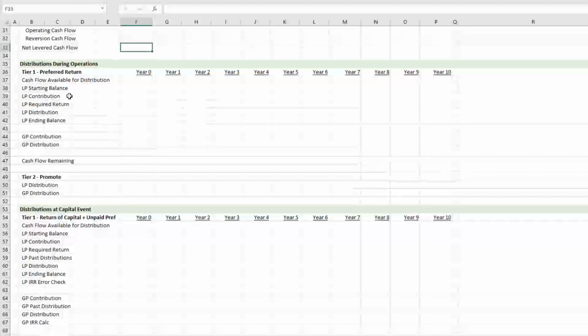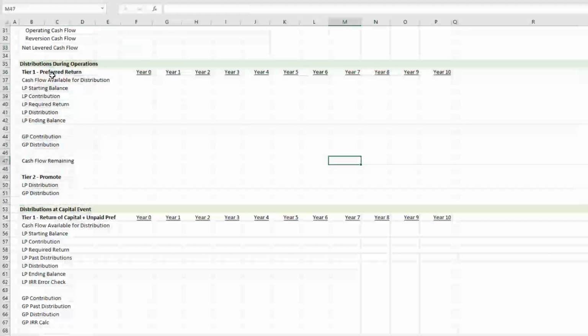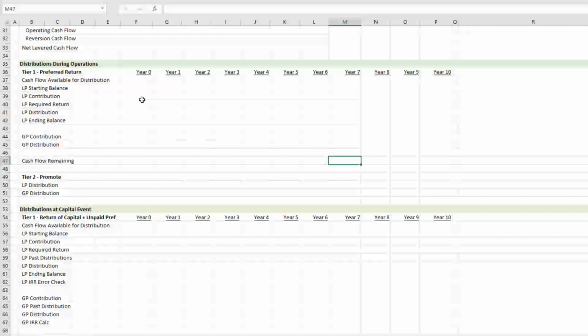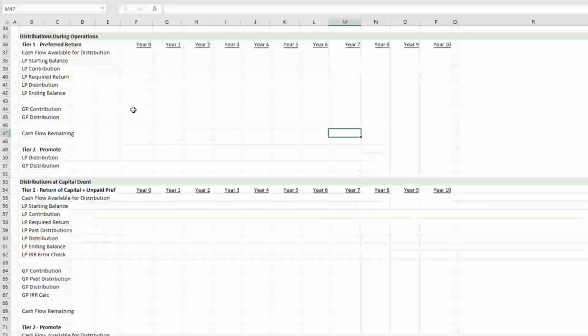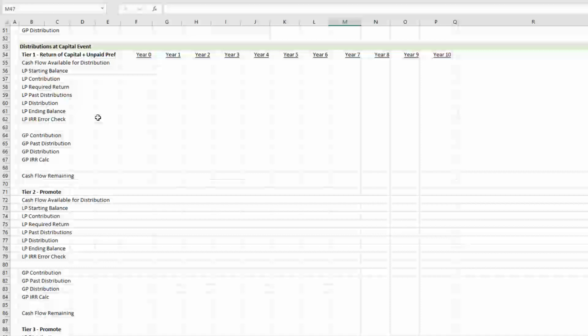Then below we get into the actual waterfall, okay? And I've broken this into two sections. We've got the distributions during operations. That's our waterfall that handles our distributions from operating cash flow. And then the next section is distributions at capital event, again handling the distributions of cash flow that come from a capital event.